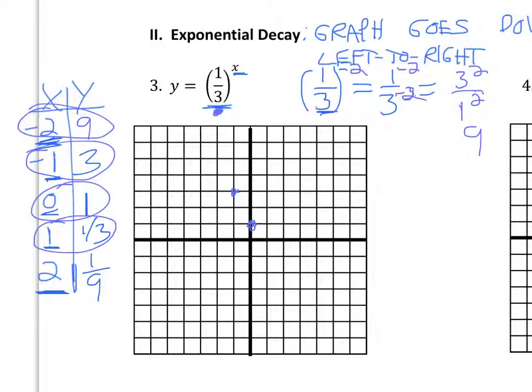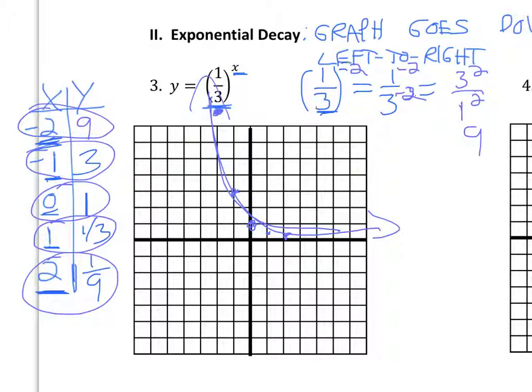And then 1, 1/3. This is where it levels off. 1, 1/3 is right about here. And then it gets lower and lower. 2, 1/9, it gets lower there, right about here. So this graph, I connected, this is my smooth curve right here.